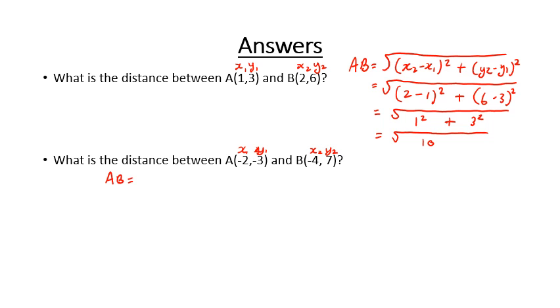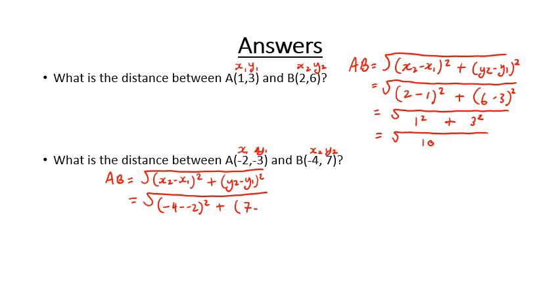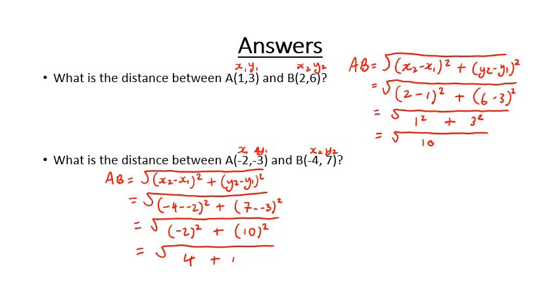The answer for our second one, the square root of x2 take x1 all squared plus y2 take y1 all squared, is equal to the square root of negative 4 take away minus 2 all squared plus 7 take negative 3 all squared, which is going to be the square root of minus 4 take negative 2 is plus 2, which is minus 2 all squared, plus 7 take negative 3 is plus 3, which is 10 all squared. This becomes the square root of 4 plus 100, and our answer is the square root of 104.